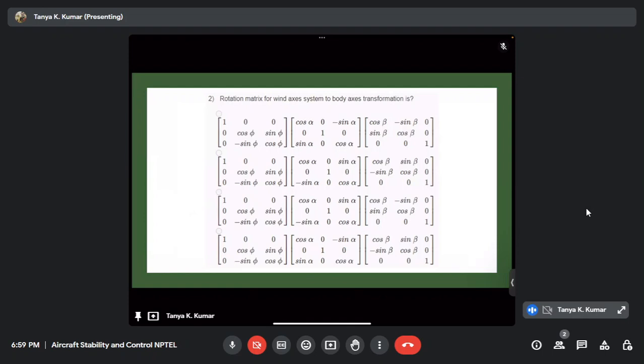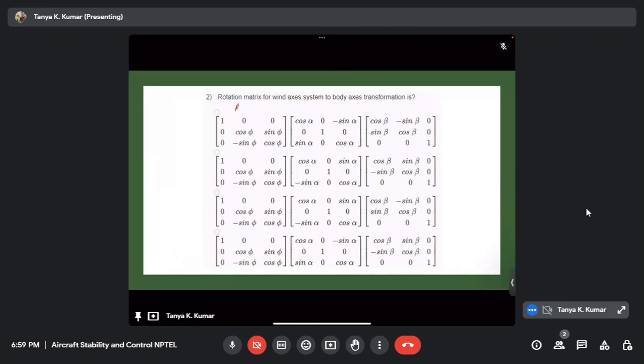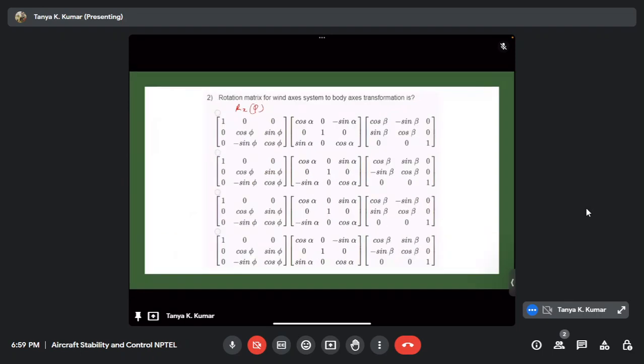The first matrix is the same, right? The first matrix is rotation about the x-axis by an angle phi, so this is Rx(phi). This is constant. Now you just have to concentrate on the other two axes, that is, about what axis do you rotate alpha, and about what axis do you rotate beta. If you look at the equations carefully, you get it.